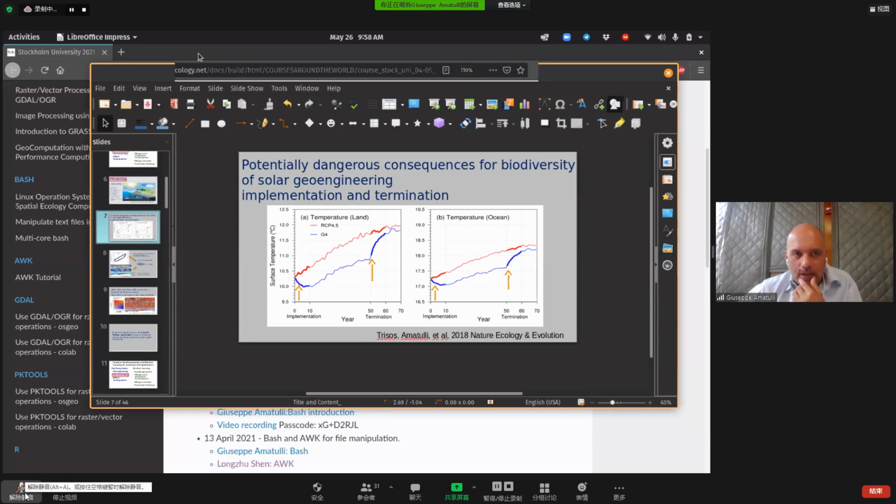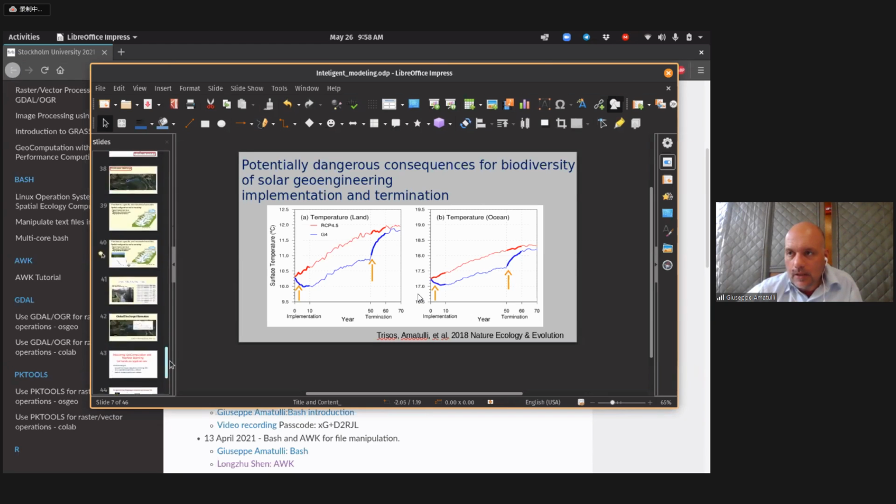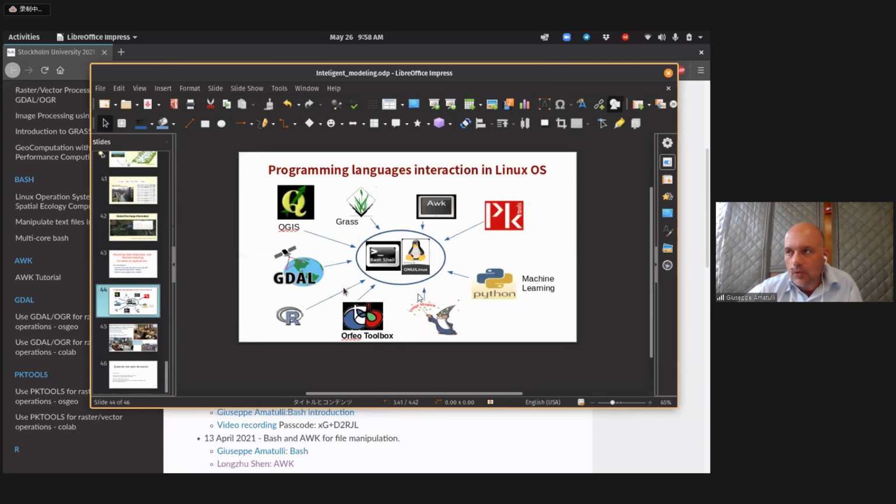Any other questions in this context? Or I have a question for you, for the audience. Who has been using these tools, and who knows these tools, in particular this last one that I mentioned, GRASS, PKTools, GDAL, in the context of geocomputation, and then matching with Python for machine learning, or even with R for machine learning?